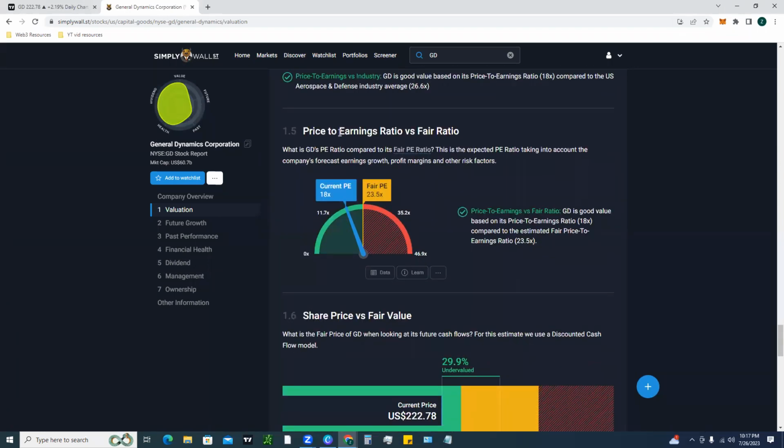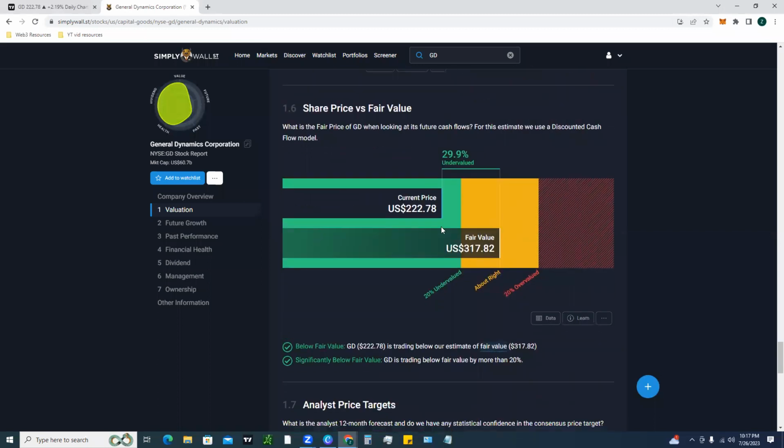When you take a look at the price to earnings versus its fair ratio, the fair ratio they have right here is 23.5. So all of these are suggesting that the stock is not currently overvalued. Of course, you would have to dive a little bit deeper and do some of your own analysis, but Simply Wall Street has a lot of their pros doing the analysis for you, and they make everything super simple and easy to understand while also giving you some really nice graphs.